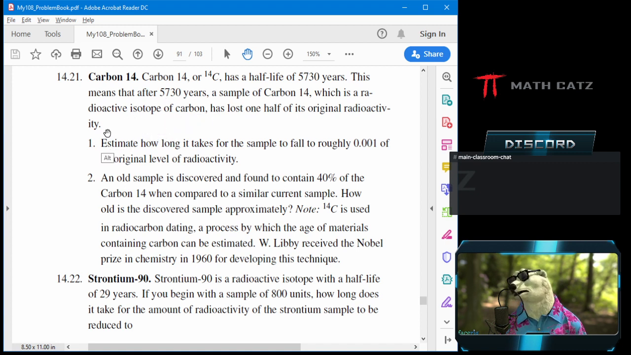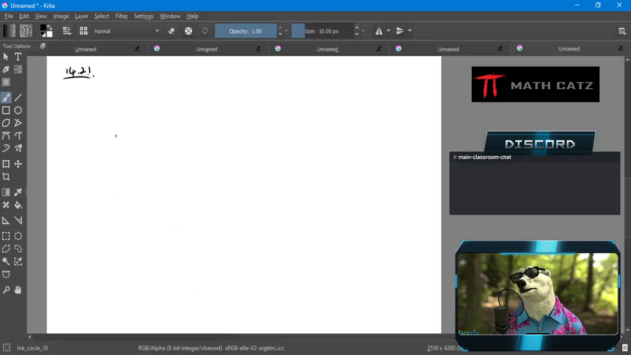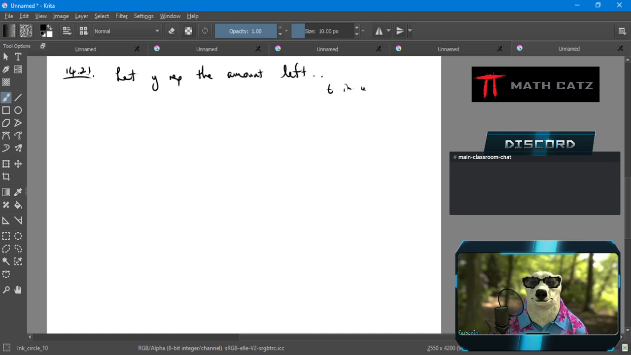So it's very stable. Estimate how long it takes for the sample to fall to roughly 0.001 of its original level of radioactivity. So now, by giving me the half-life, in order for me to answer this question, I'm just going to do it short so we don't run out of time. Y is still going to represent the amount of carbon-14 left, and t is in years, just like before.